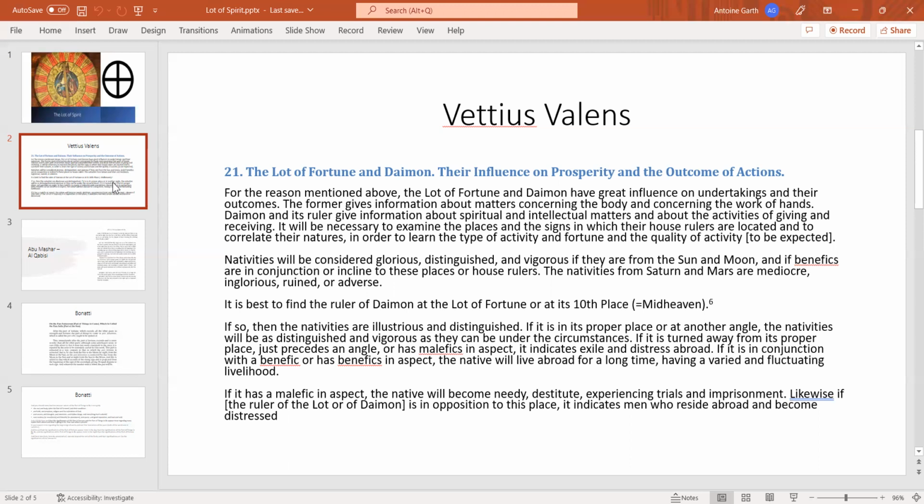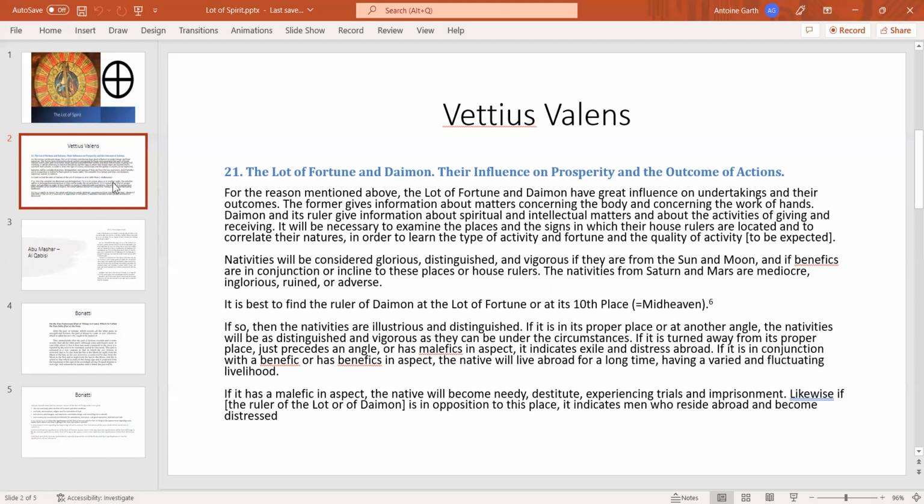Now there's a whole thing kind of around that, because for a slave, for a king, it's that kind of thing that he's actually referring to here. If it's turned away from its proper place, right? We're talking about retreat for those of you who've been in the classes. So we're talking about cadent houses, and we'll get to that in a second. So it's in a cadent house in that respect. It just precedes an angle, or has a maleficent aspect, right? We were just talking about it's a good thing if it's with the benefic planets who are Jupiter and Venus, but if it's with Mars and Saturn, then it's bad.